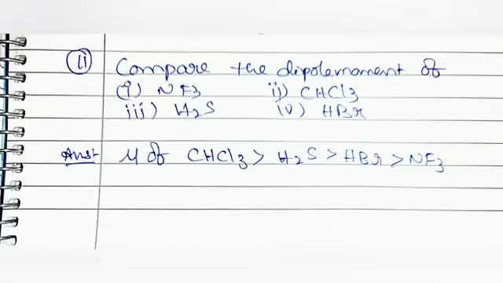Next question, compare the dipole moment of NF3, CHCl3, H2S and HBr. Here based on the electronegativity differences and the direction of orbital dipole moment and bond dipole moment, we can determine the order as chloroform CHCl3 greater than H2S greater than HBr greater than NF3. In NF3 the dipole moment is in opposite direction, for nitrogen the orbital dipole moment and bond dipole moment.